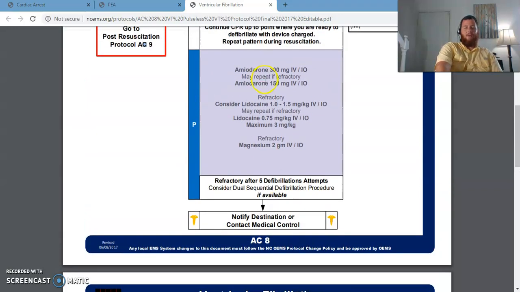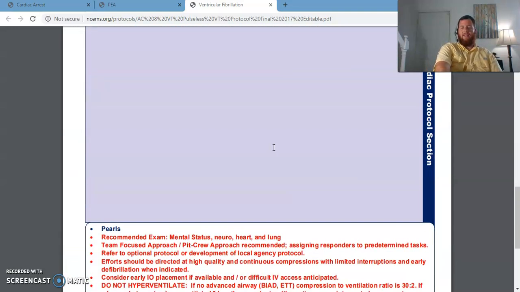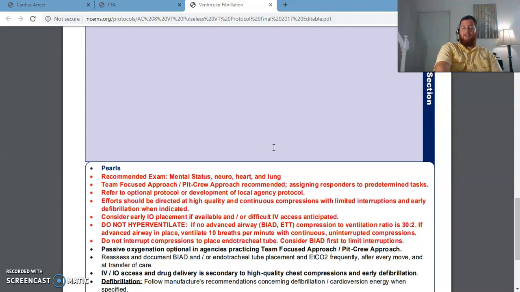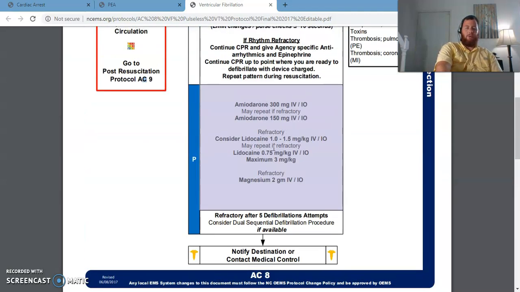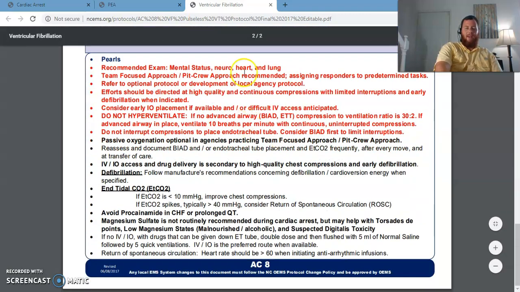It says amiodarone, lidocaine, and then magnesium. That's because your agency, whoever you're working for, has the option to add in medications. This is just a general protocol for the state of North Carolina. Your agency can add things in. All right, so avoid procainamide in congestive heart failure or prolonged QT syndrome, patients with a prolonged QT interval.